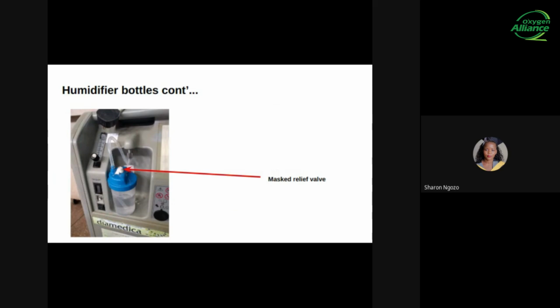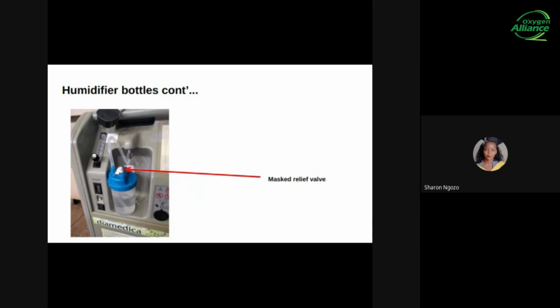So from the graphics, you can see a masked lip valve. So excess pressure will normally be caused by kinks in the pipe going to the nasal cannula or face mask of the patient. So if there's no space or path for the oxygen to pass through, then it accumulates in the bottle. And that excess pressure in the bottle has to be relieved through the valve.